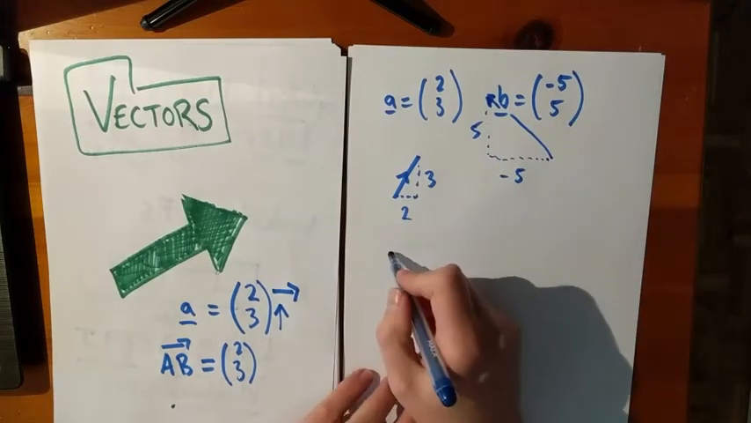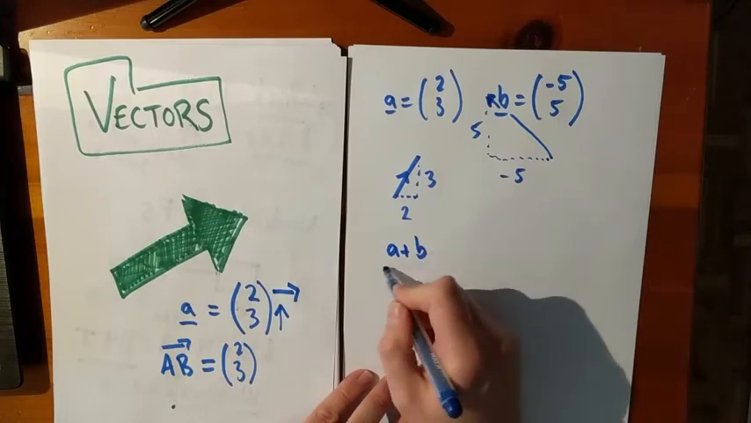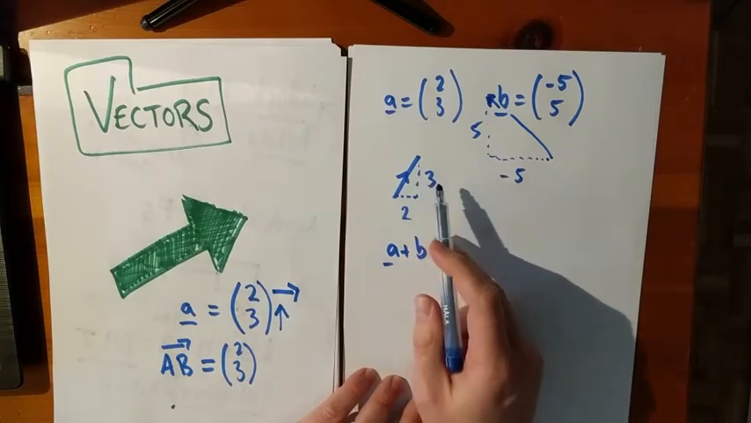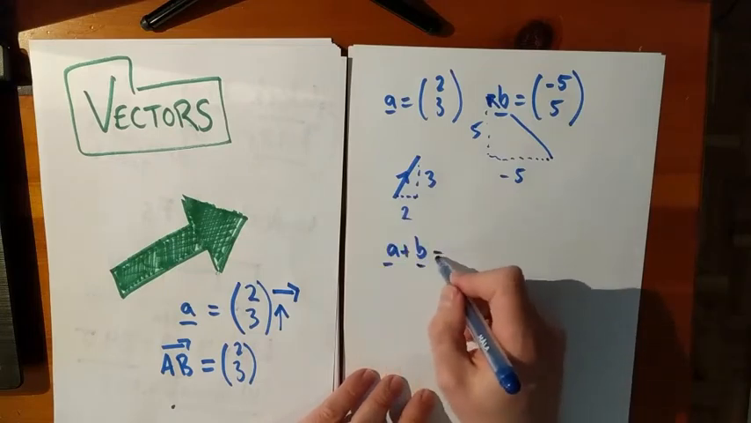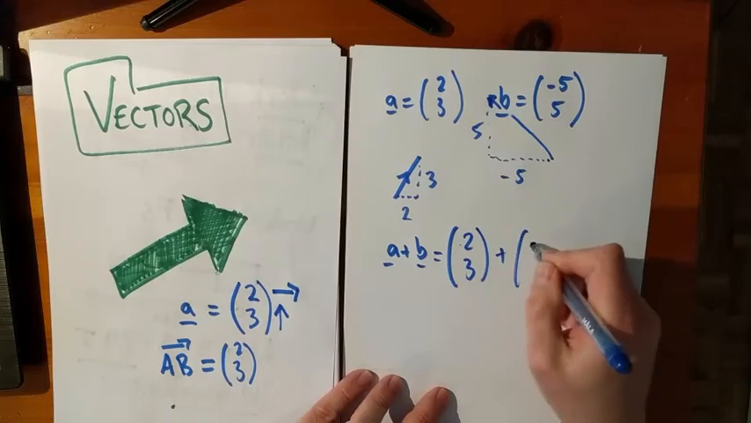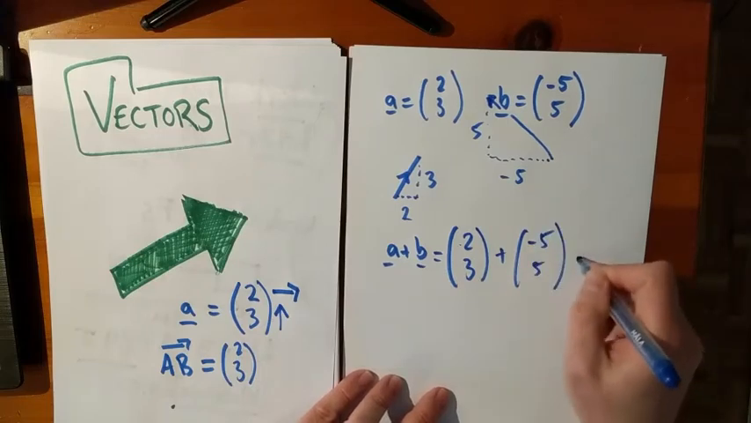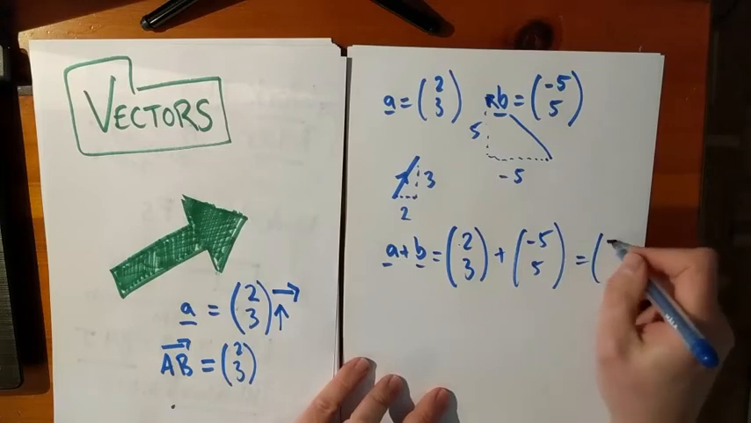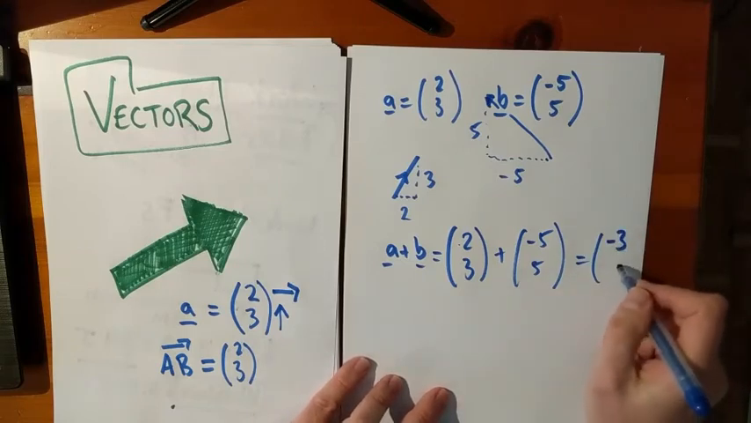And if you combine them together, you could add them together. A plus B, so that means you're travelling 2 to the right, 3 up, and then 5 to the left and 5 up. And you can add them together as column vectors. So it's (2, 3) plus (-5, 5). And you can add together the top numbers. So 2 take away 5 is the same as minus 3, and 3 plus 5 is 8.